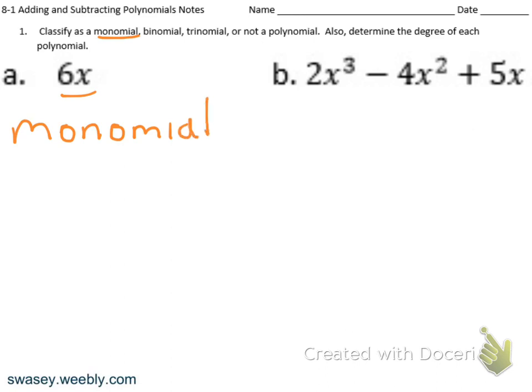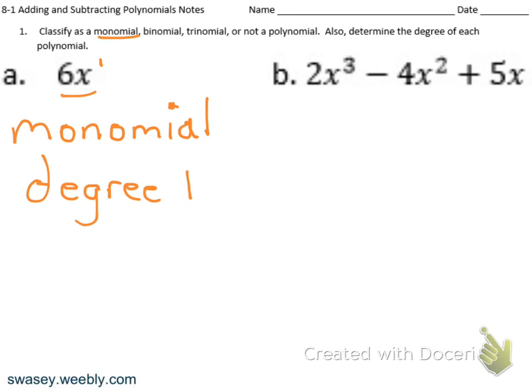The degree is the sum of the exponents on the variables. There's only one exponent, and it's a 1, so the degree is 1. I should say that again. The degree of a single term is the sum of the exponents.